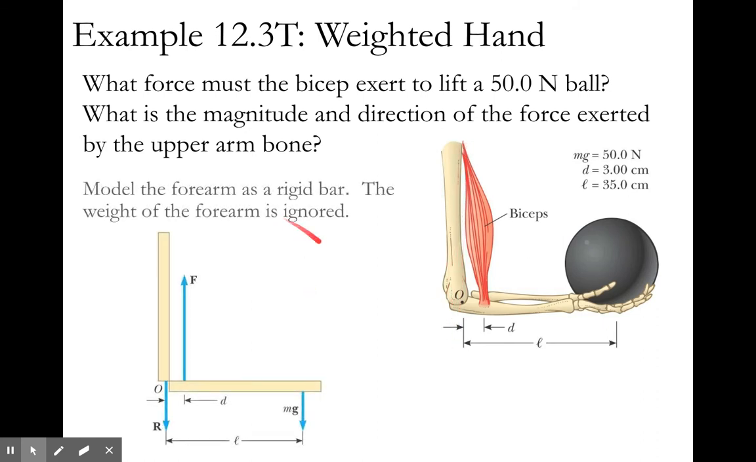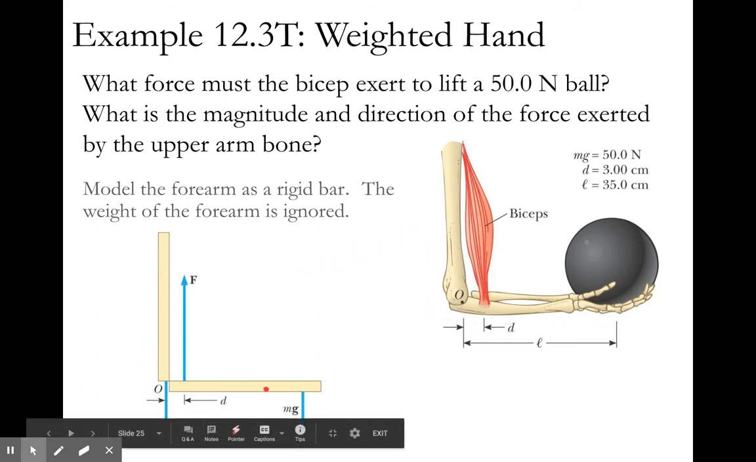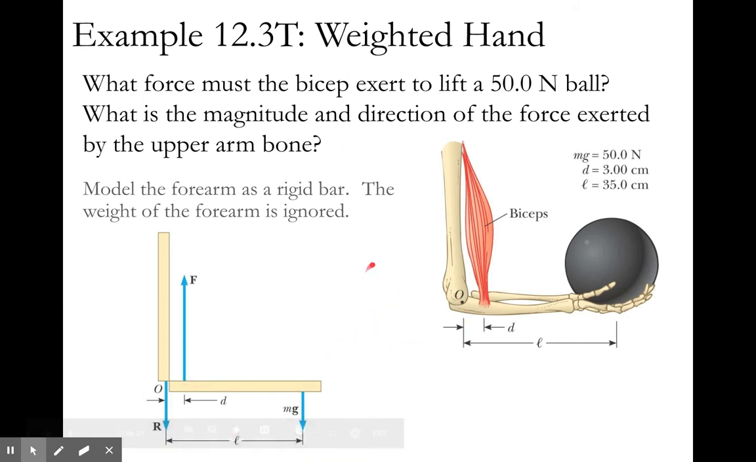So we're going to model the forearm just as a rigid bar, and the upper arm as well. So we have these 2 bars, but we only really care about the bottom one. This is what we're doing the analysis for. Okay, so we have the force of gravity down at the end.